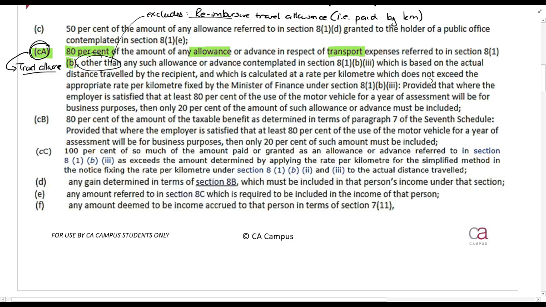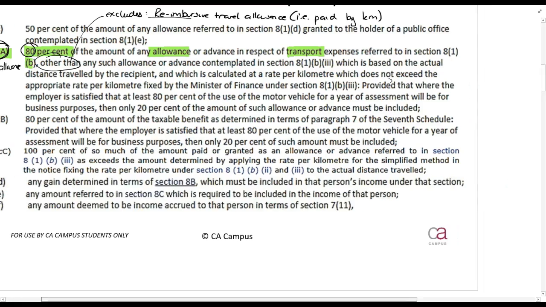So this section over here includes only a travel allowance. I'm going to say a travel allowance per month. It's not necessarily per month. I mean, they could pay you per year also. I'm just trying to distinguish it from the travel allowance paid per kilometer. So just the travel allowance. Now, they say 80% of the amount. Now, what does that mean?